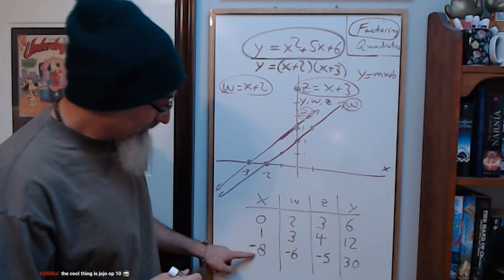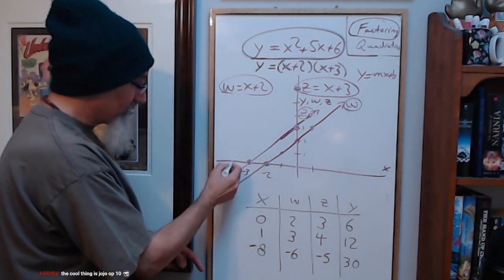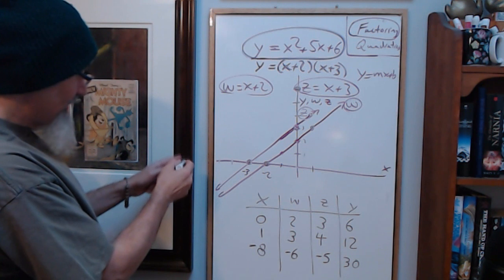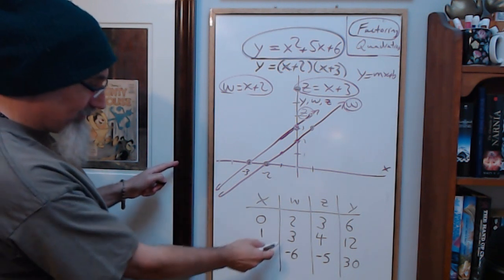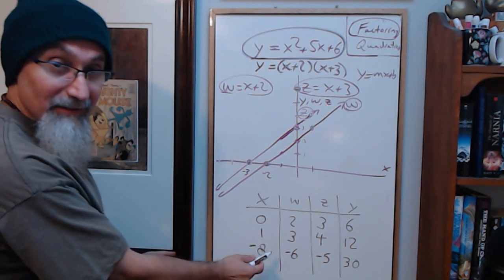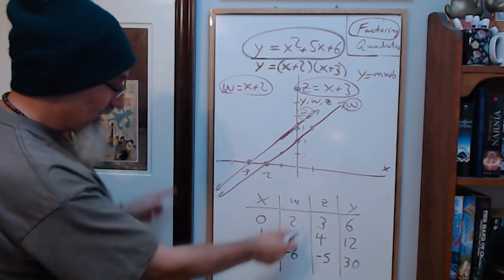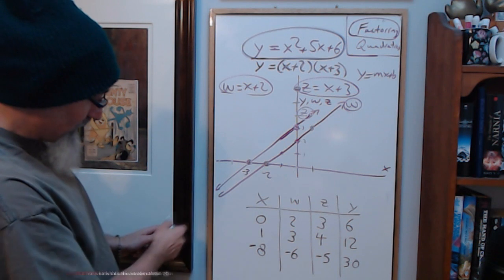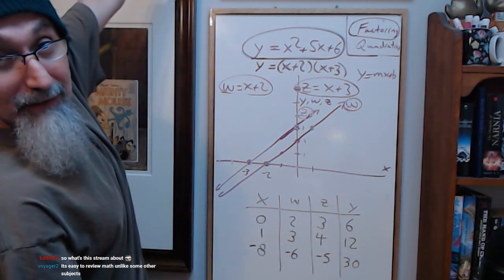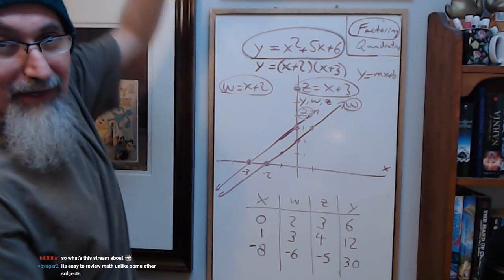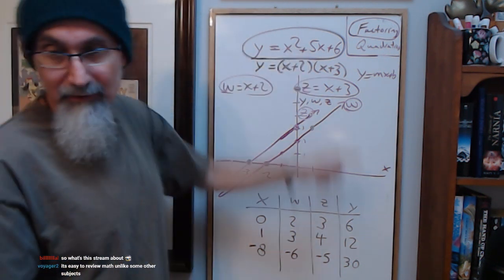Right? Negative 8. We're not even on the board. Negative 4, negative 5, negative 6, negative 7, negative 8. When x is negative 8, w is negative 6, right down here. Z is negative 5, like down here if you extend this. And y is 30. Right? What does the graph of this parabola look like?